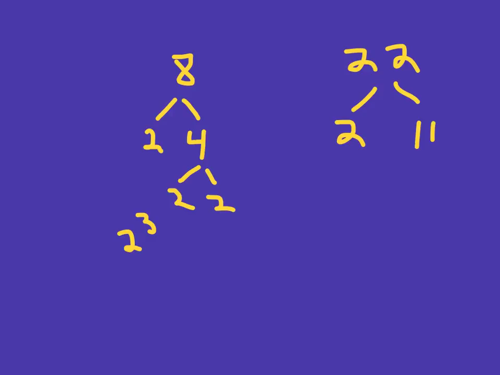Now, the way this works is we have to use each factor just one time with the biggest exponent. So that means I need to use this 2 to the third and not that one. So we have 2 to the third times 11.